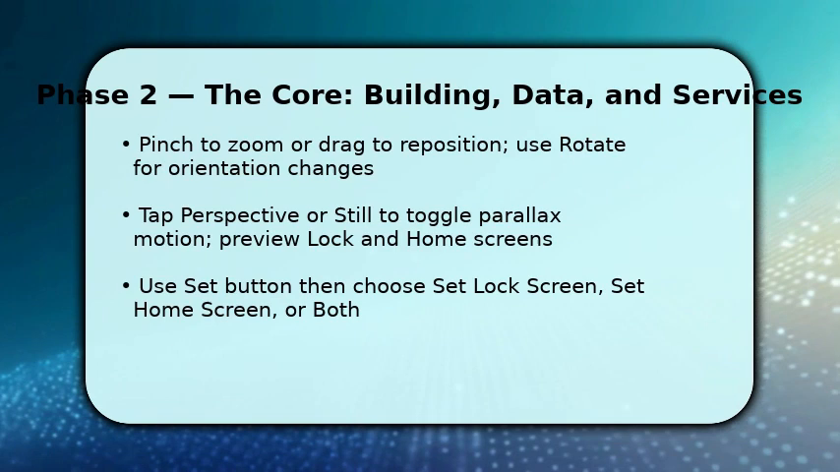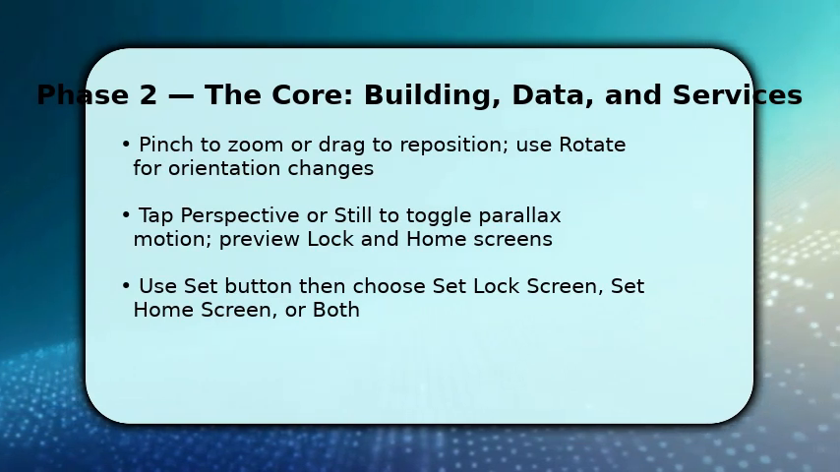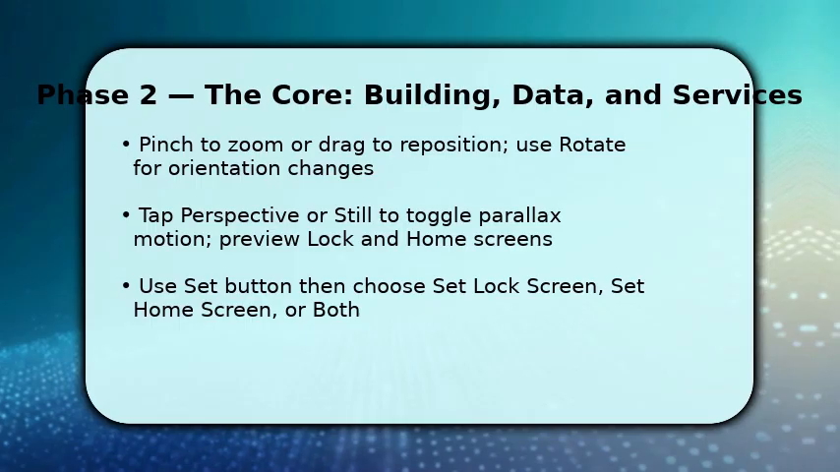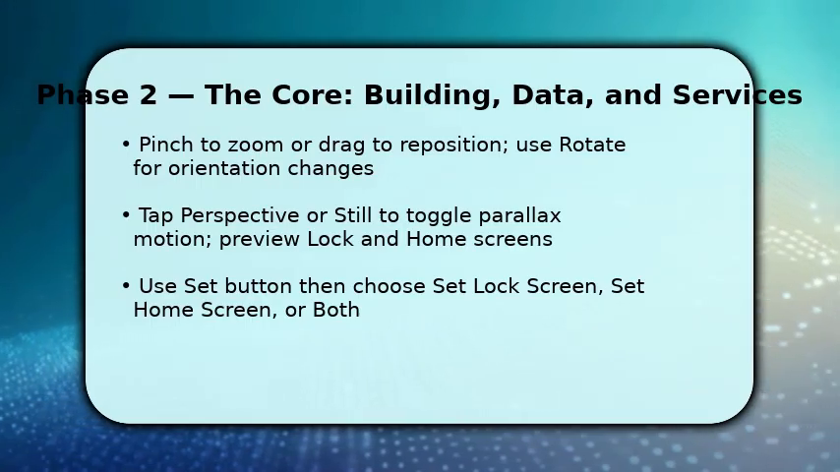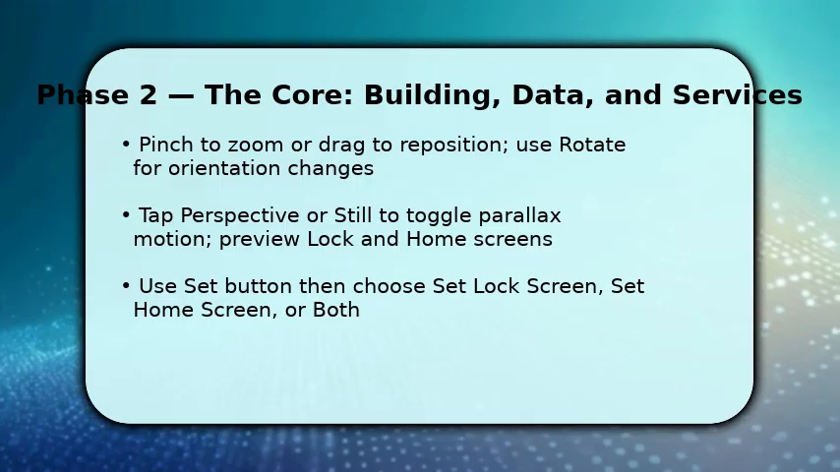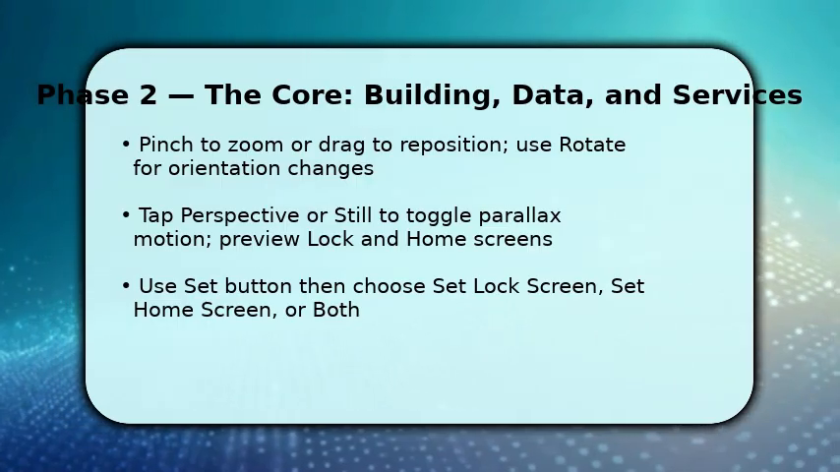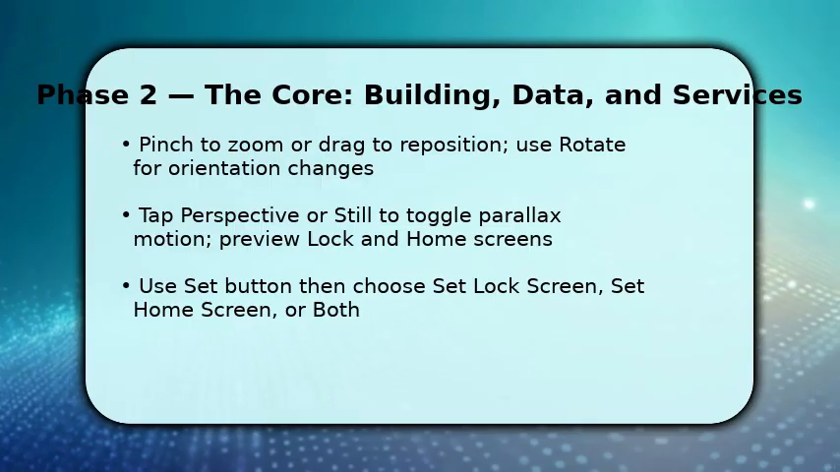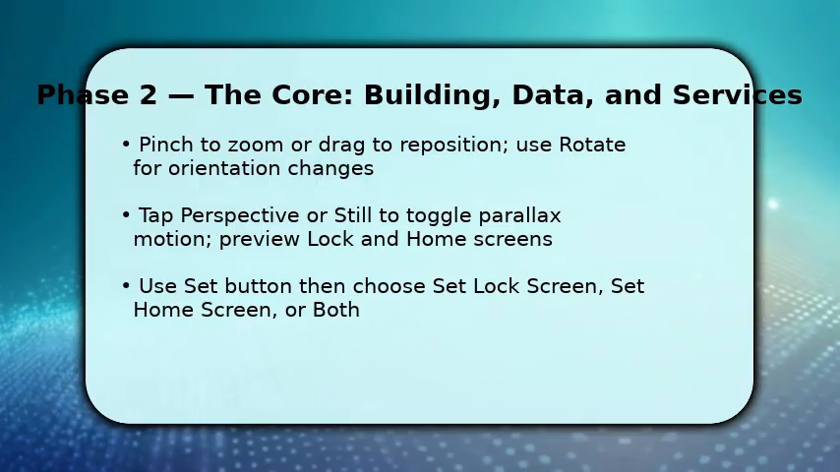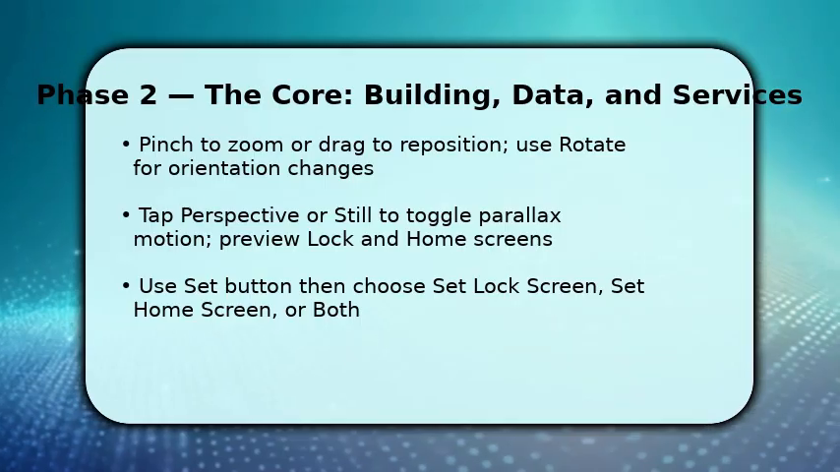Pinch to zoom, drag to reposition, and rotate if needed so faces or text aren't cropped. Choose perspective if you want subtle parallax motion, or still to freeze the image. This affects battery and visual feel. Once positioned, tap Preview to check both lock and home screens. Make sure icons or time aren't obscured.